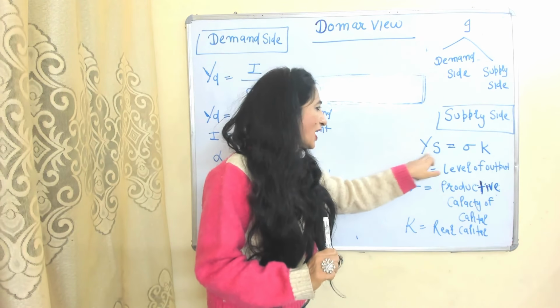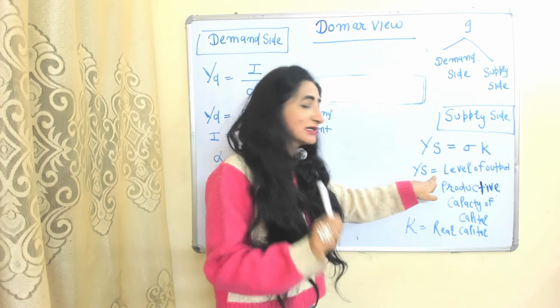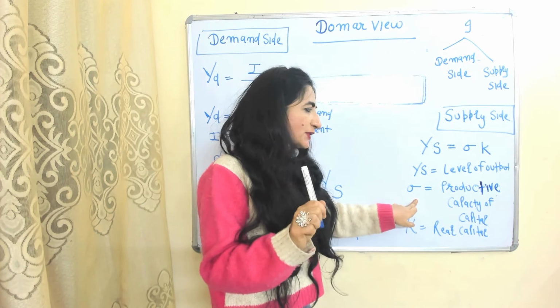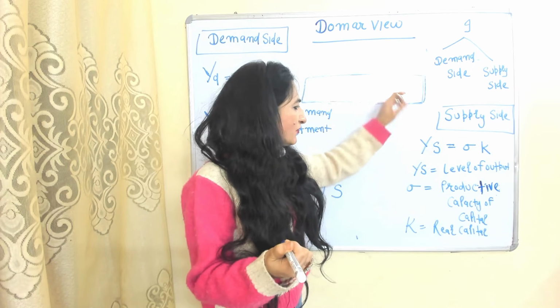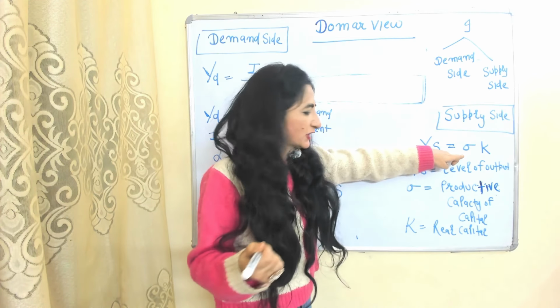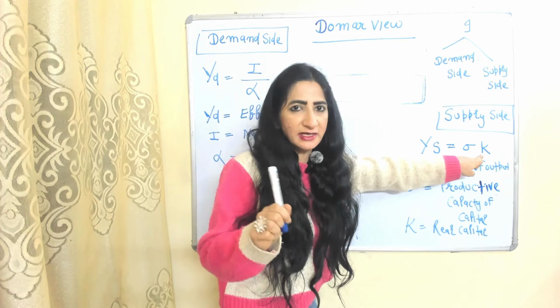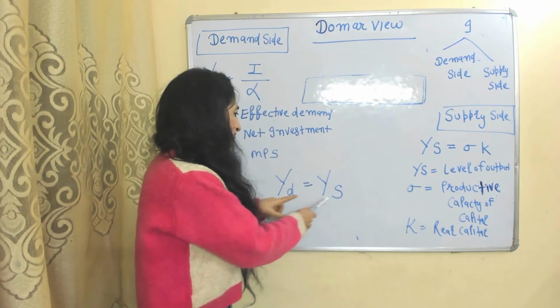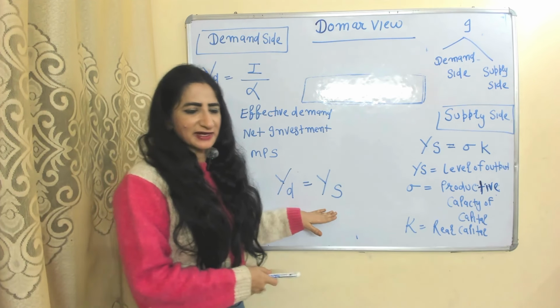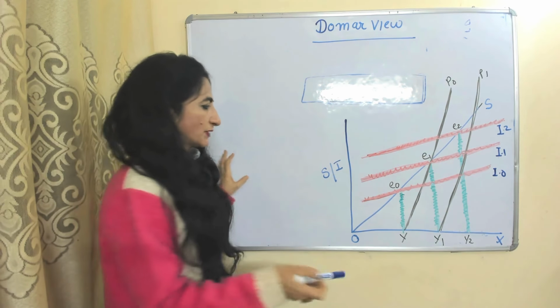Supply side equation: Ys equals sigma k, where Ys is the level of output, sigma is the productive capacity of capital, and k is real capital. The level of output depends on the productive capacity of capital and real capital. According to Domar, for stability, the demand side must be equal to the supply side. Now we will see the diagram of Domar.